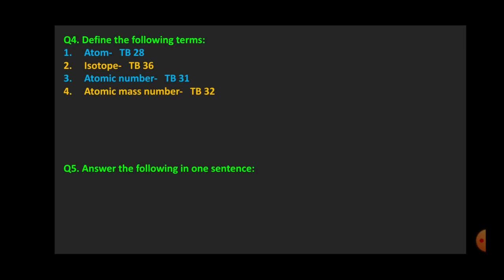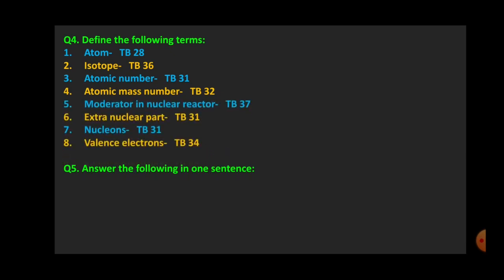Second one is isotope, and that is again given in the textbook on page number 36. In the center of the page, the heading is given with red color, isotopes. So you will start from the first line. The atomic number is a fundamental property of an element and its chemical identity. Second point, some elements in nature have atoms with same atomic number but different mass number. And the third one is, such atoms of the same element having different mass number are called isotopes.